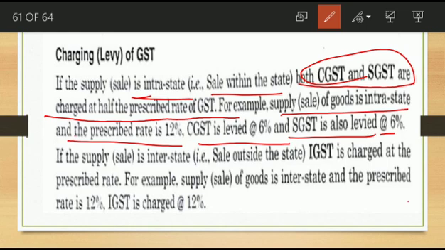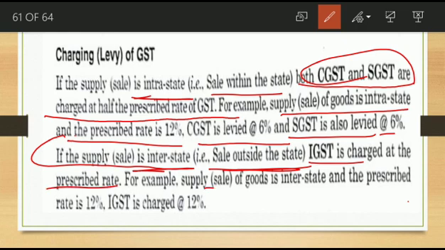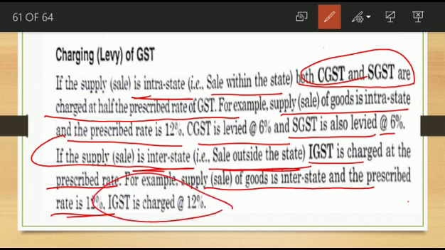If the supply is interstate, meaning sale outside the state, between two states, then IGST is charged at the prescribed rate. Example: supply of goods is interstate, prescribed rate 12%, then IGST should be charged at 12%. Okay, integrated goods and service tax.